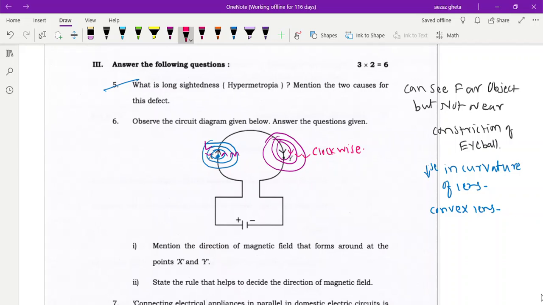Okay, understood? State the rule that helps: the right hand thumb rule.